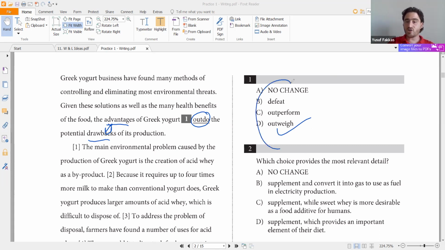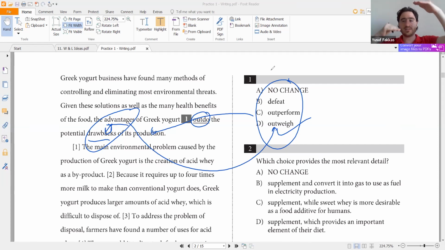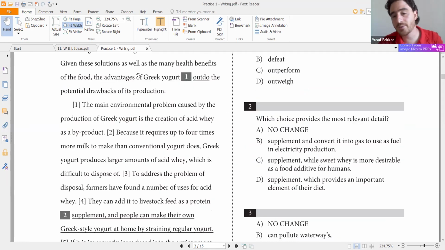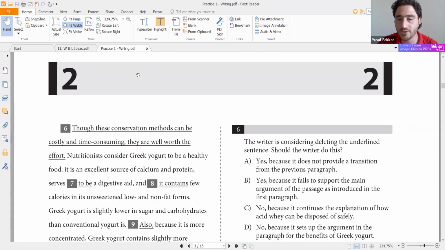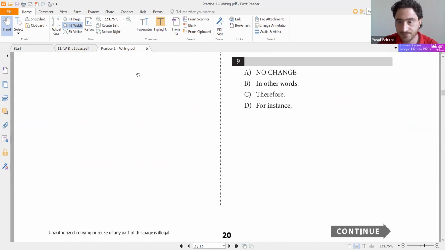So when we looked at the words in general, they had the same concept, which is more: outdo, outperform, outweigh, defeat. But when we looked at the context, it was a comparison between advantages and disadvantages, and because of that specific context, I cannot say outperform, I cannot say outdo, but I can say outweigh. Why? Because I'm comparing the advantages to the disadvantages. Let's do another question. Are you ready for another question? But this question, you're going to do it on your own. Okay, guys?